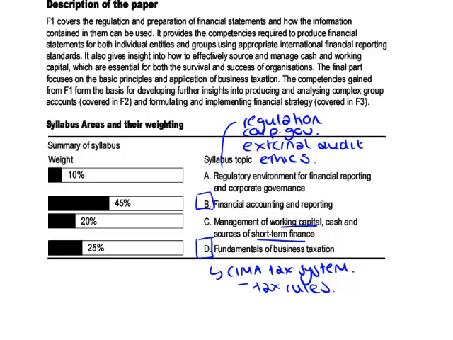So within that syllabus area, 25% for the fundamentals of business taxation is looking at some tax terminology and some tax admin in terms of record keeping and filing deadlines and things like that, but it also looks at direct taxes, indirect taxes, and also international tax.